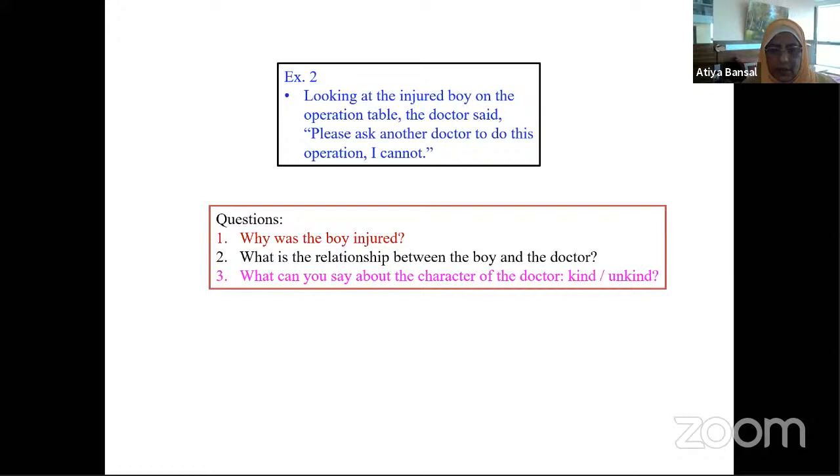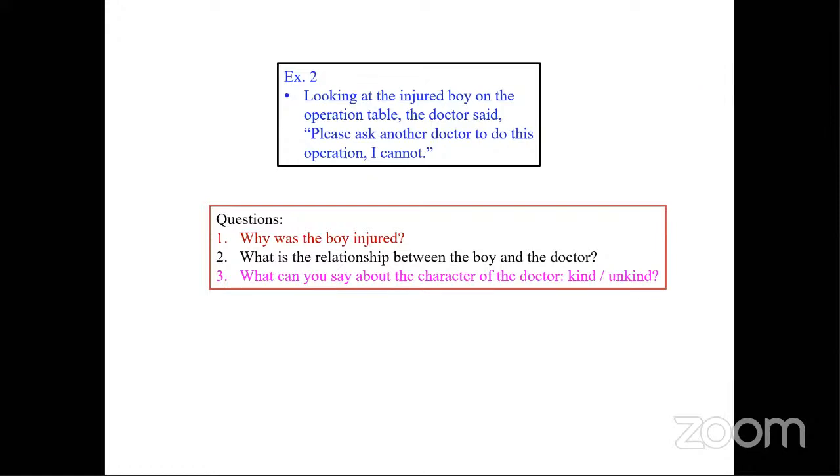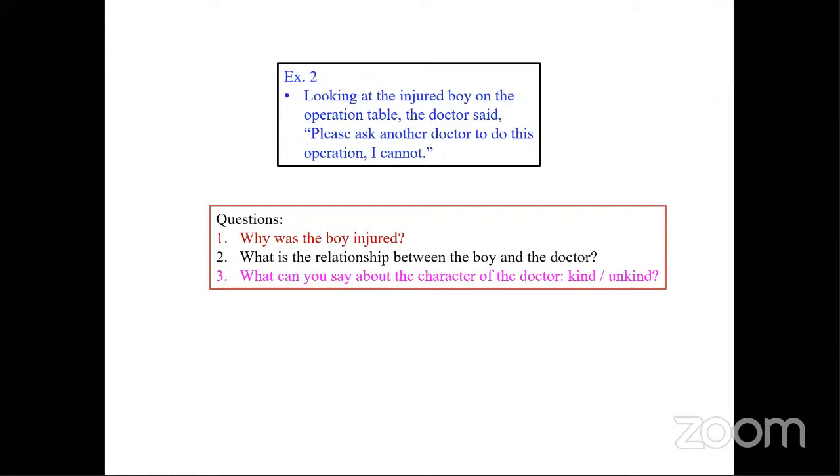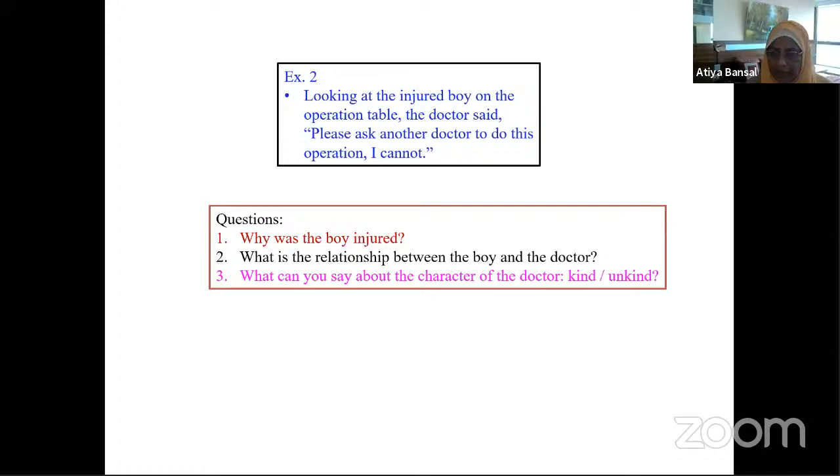Okay. So third question, what can you say about the character of the doctor, kind or unkind? Because the doctor refused to perform the operation. So is the doctor still kind or unkind? Kind. One answer is kind. If the doctor is kind, why did the doctor refuse to perform the operation? Isn't it the doctor's duty to do? My answer is maybe he is kind or unkind. Now, at present, he is in a confused state, because he is in dilemma.